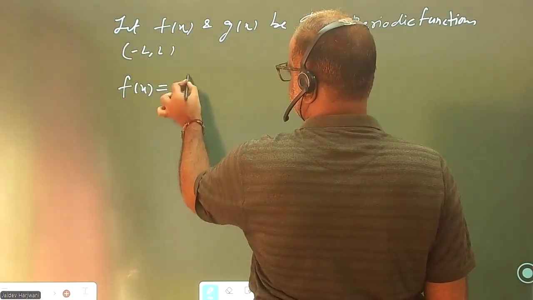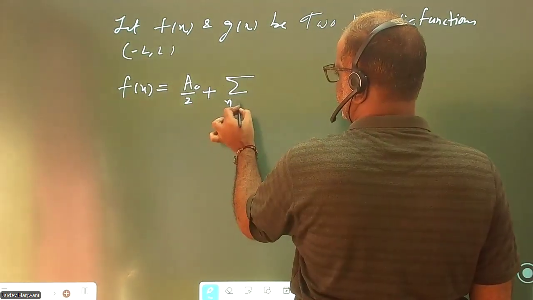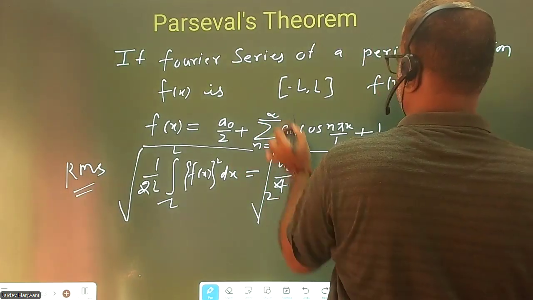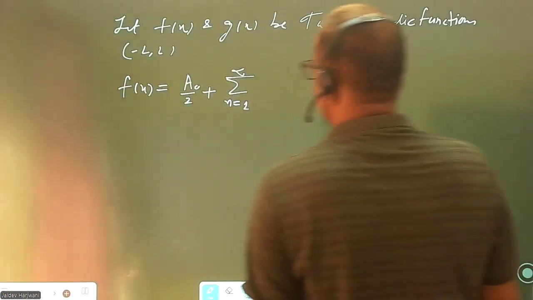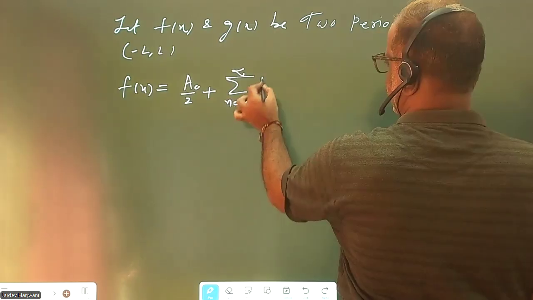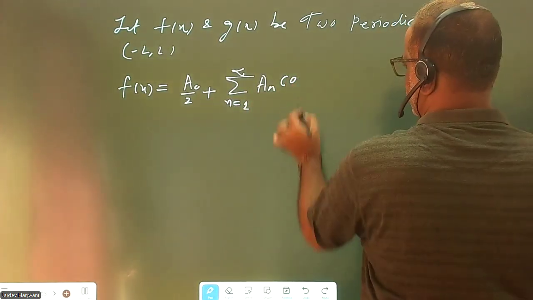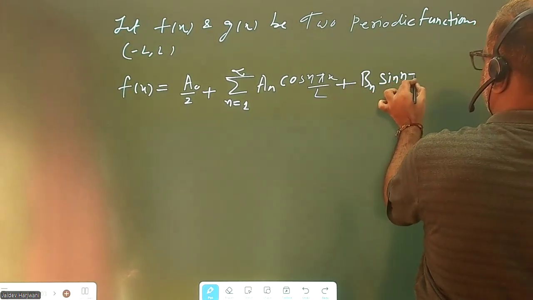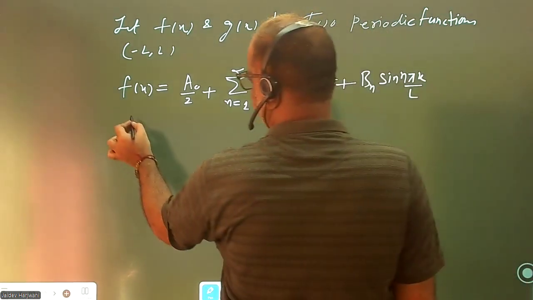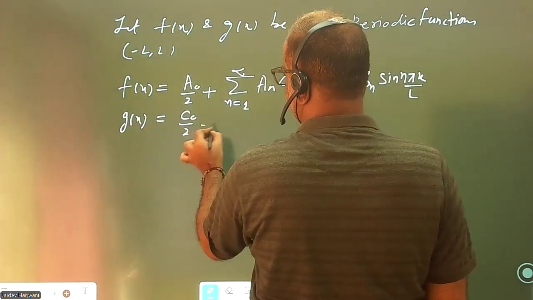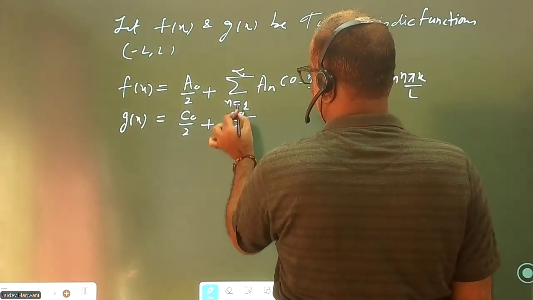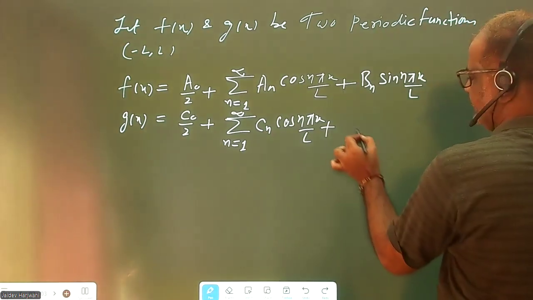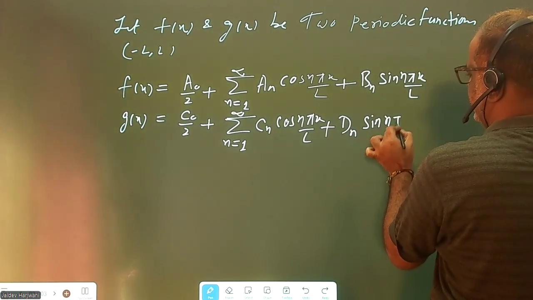So for the Fourier series of the first, I am writing the constant term a naught by 2, and then the series from n equal to 1 to infinity of an cos of n pi x upon L plus bn sine of n pi x upon L. Similarly, I can write the Fourier series for g(x): c0 by 2 plus the sum from n equal to 1 to infinity of cn cos of n pi x upon L plus dn sine of n pi x upon L.